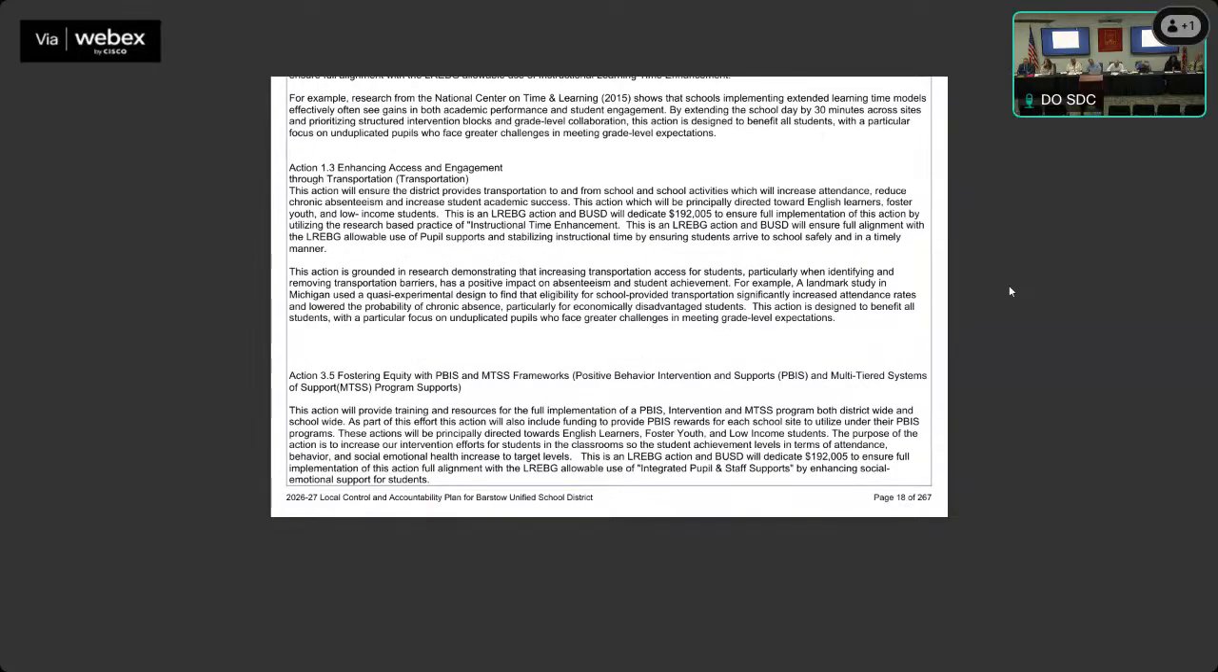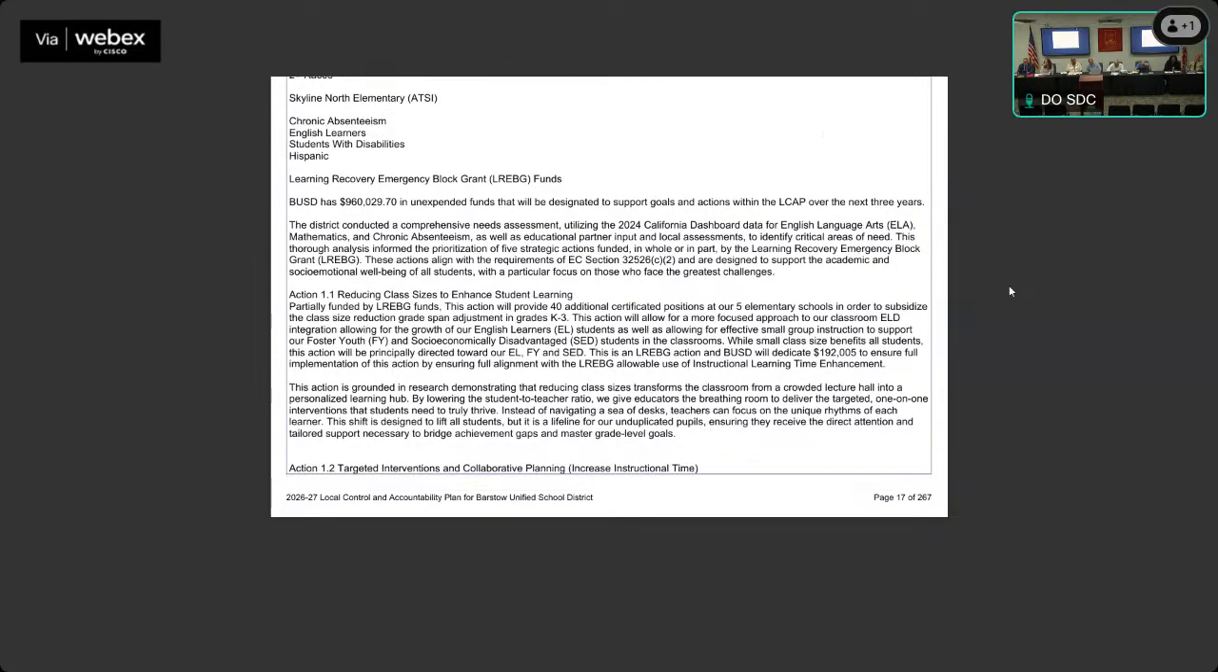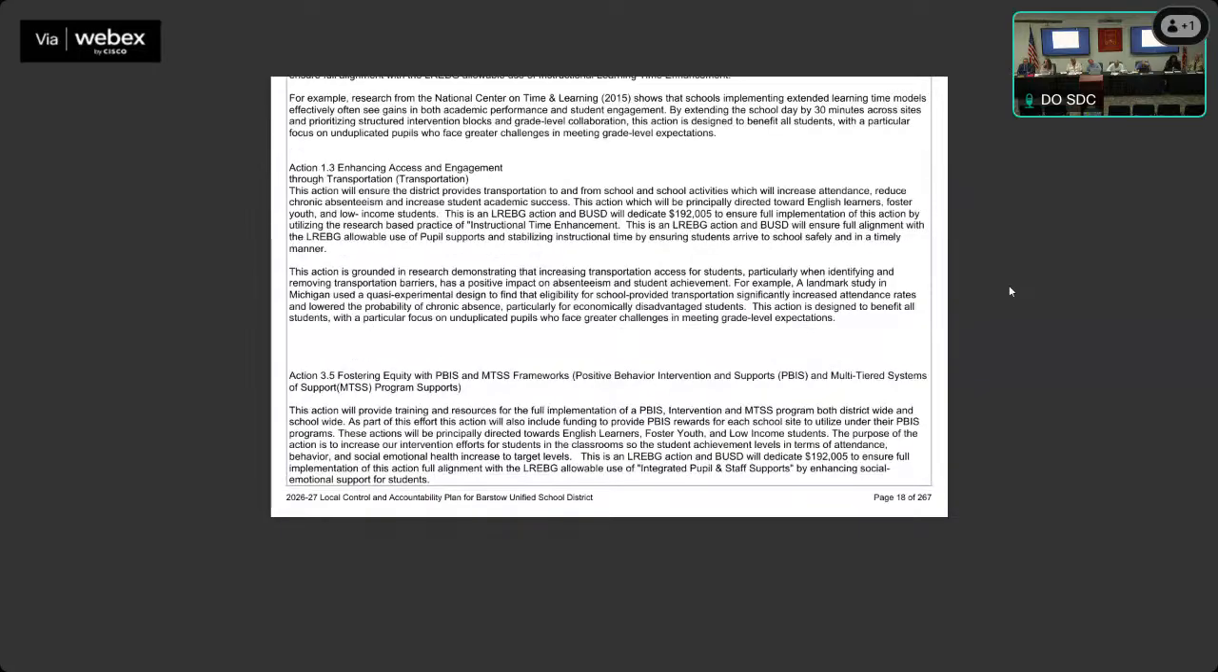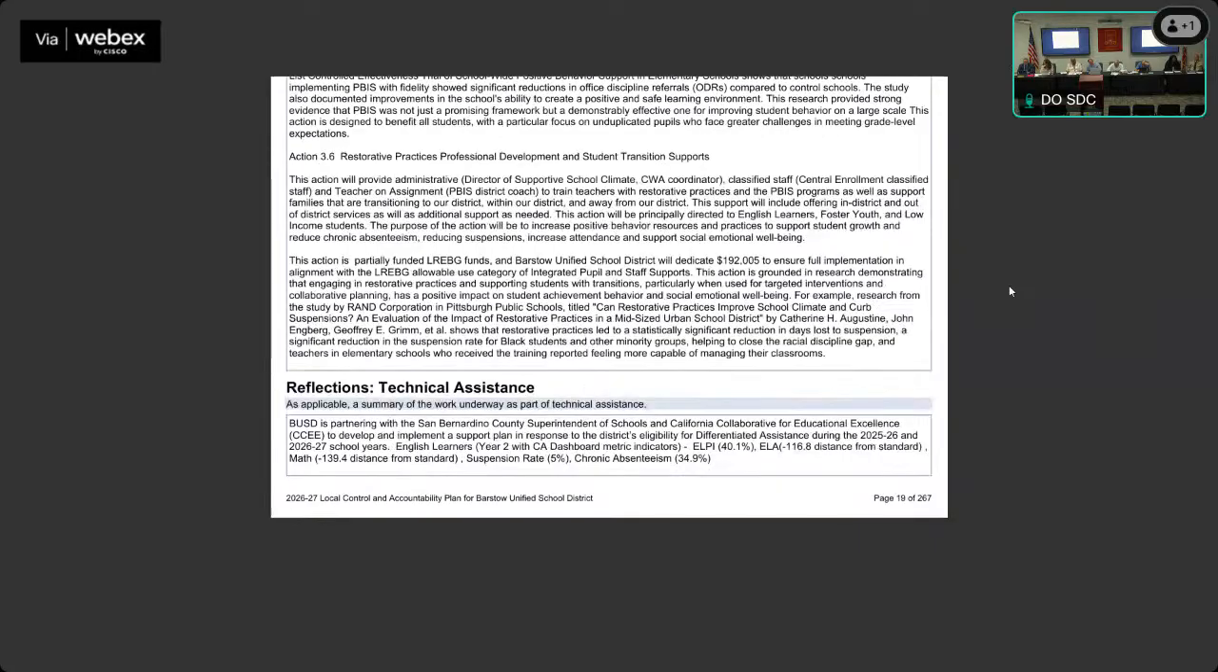The key actions include comprehensive counseling, a positive behavior intervention and support system, and a multi-tiered system of support program to ensure that all of our students are receiving the services they need. Finally, we have 11 schools that are listed as equity multiplier schools. These schools are uniquely tailored to individual school sites to address specific disparities in academic attendance and behavior.